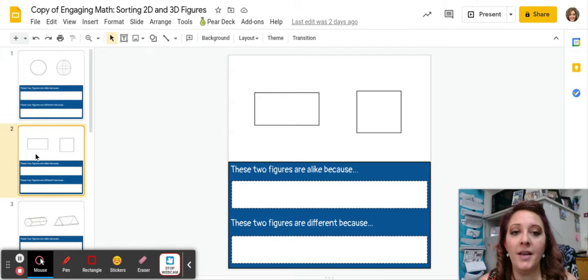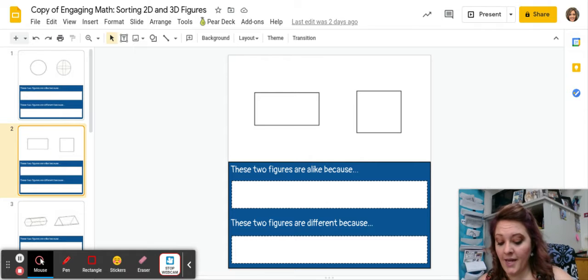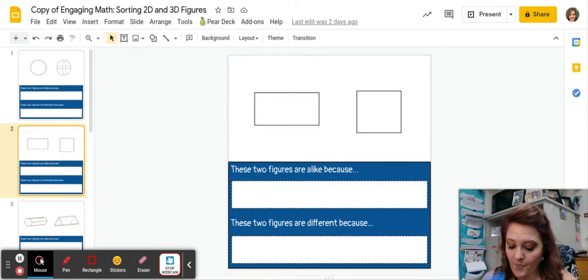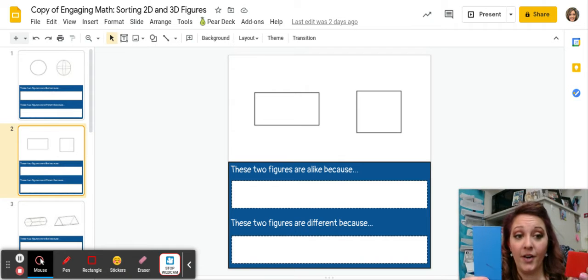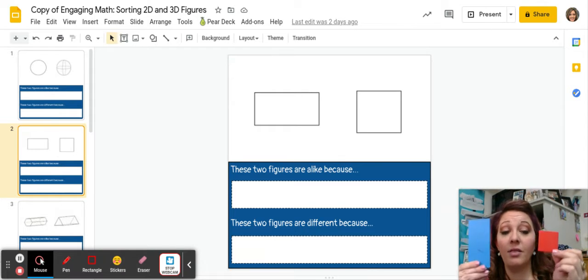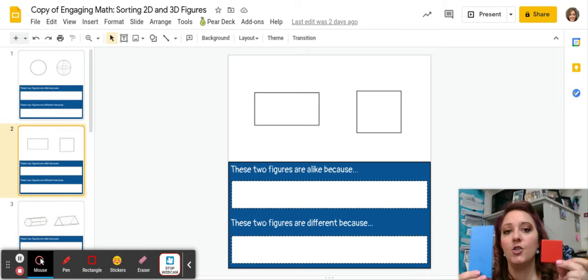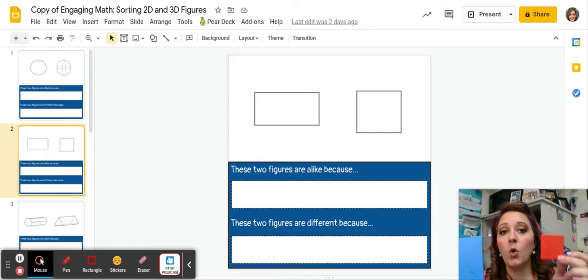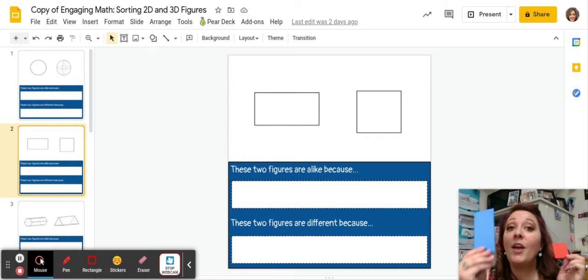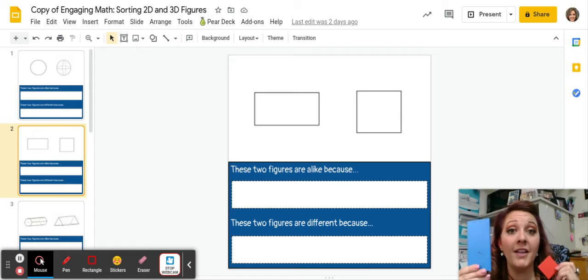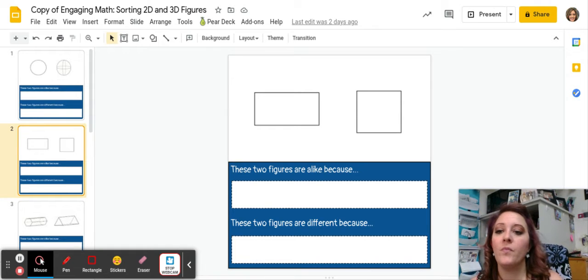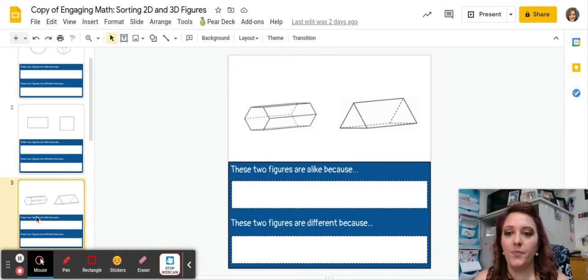Our next one has two of our 2D shapes. It has a rectangle and it has a square. So both of these shapes are alike because they are both 2D shapes. They're both flat, but they have some differences. A square, remember, has 4 equal sides, and a rectangle has 2 long and 2 short sides. Let's look at our next one.